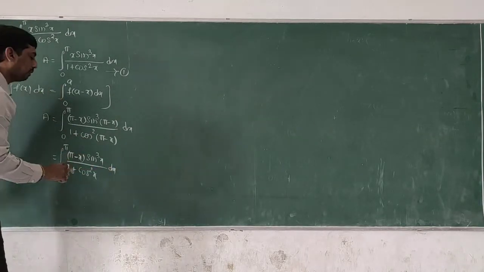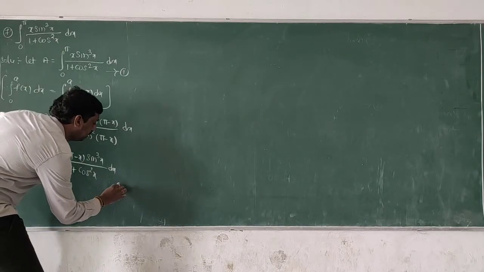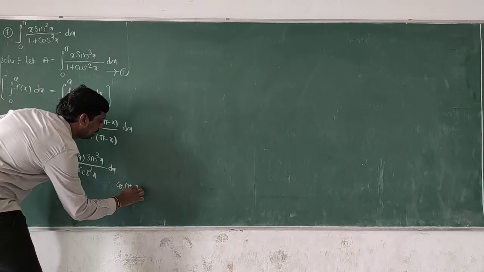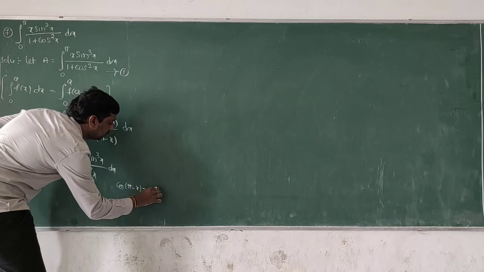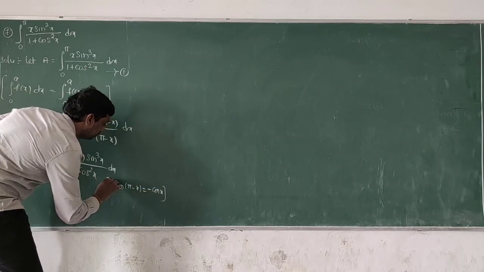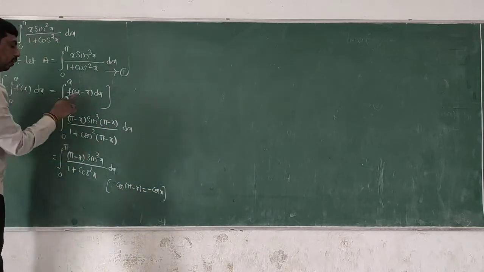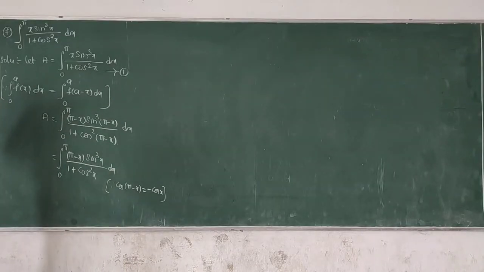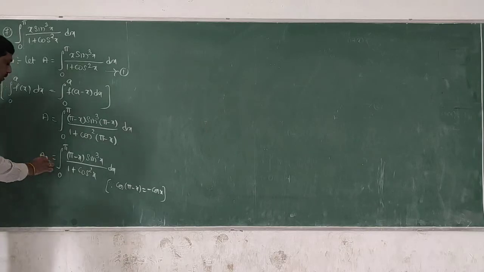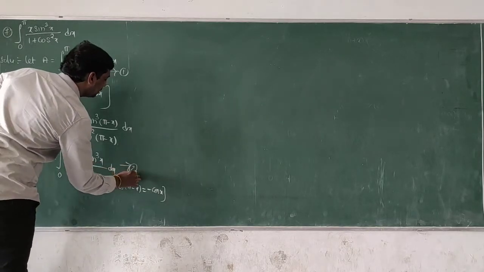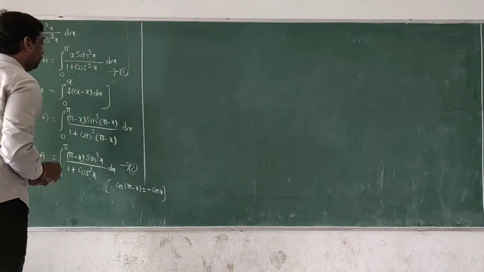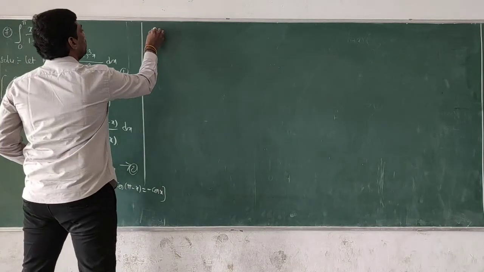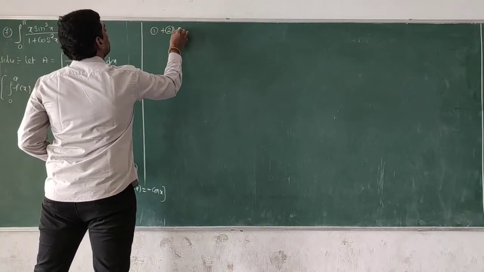If you have not understood perfectly, that's why here write down cos of pi minus x equal to minus cos x. Okay. Minus cos x whole square is cos square x. That's why we get 1 plus cos square x. This one is the second equation. Okay. Now, in order to get the solution, do 1 plus 2.